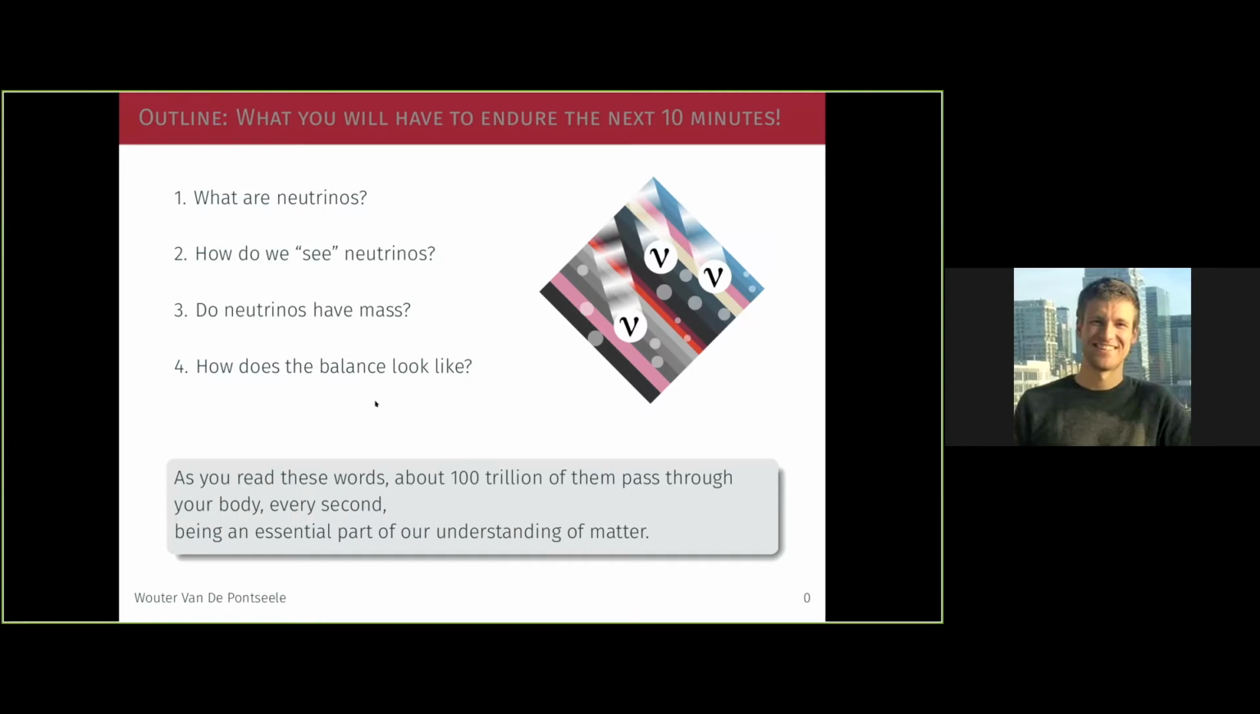Okay, so after we know how neutrinos look like, we'll ask the question if they have mass and how similar the mass is actually to the average zebrafish. And then how does the balance look like that you would put a neutrino on? While you were looking at this wonderful slide, every second, approximately 100 trillion of these neutrinos passes through your body. And although they are very weakly interacting, they actually play a very important part in the story of our universe.